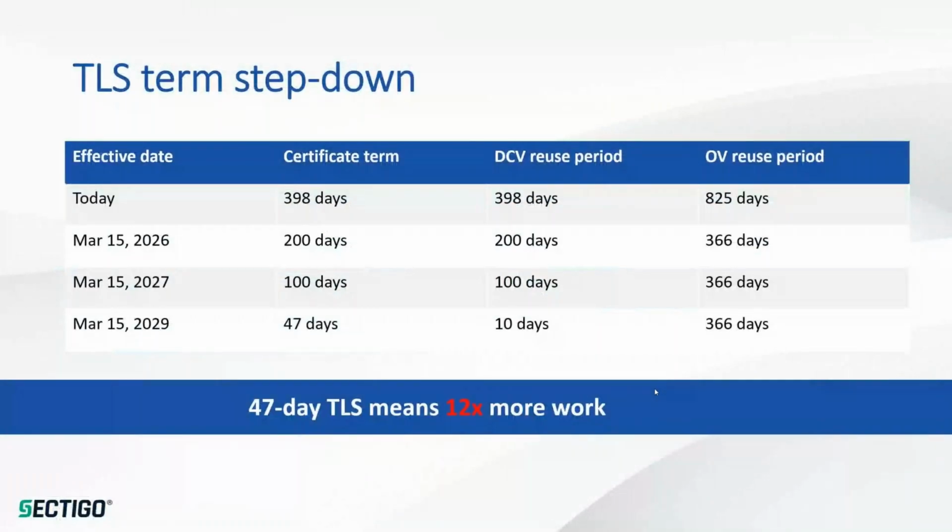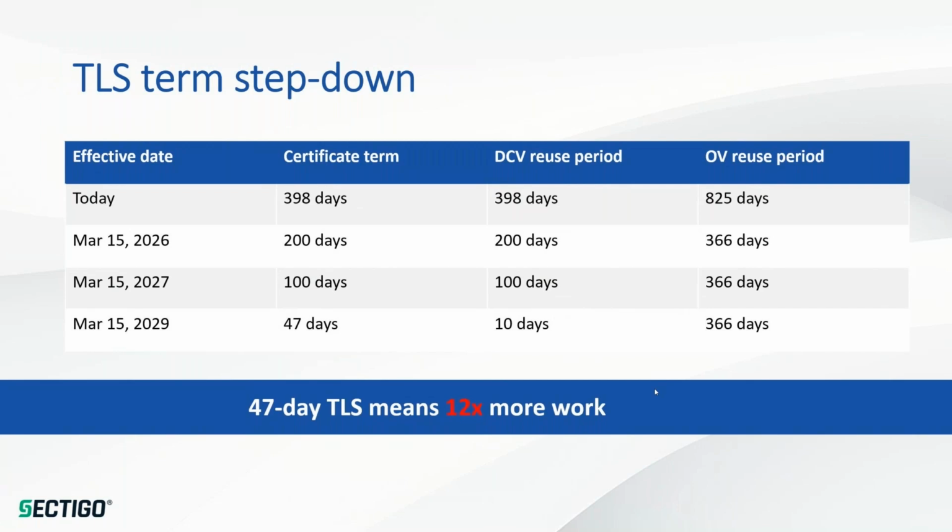All right, so I mentioned this in the beginning, but there are changes coming to public CAs that are really going to make a difference. I talked about the step down to 47 days. Just very quickly, this is what it looks like. And the key column here is the one on the left for today. Today, the maximum term for a public TLS service is 398 days. That will be going down to 200 days on March 15th of 2026.